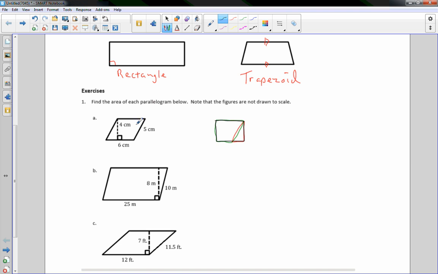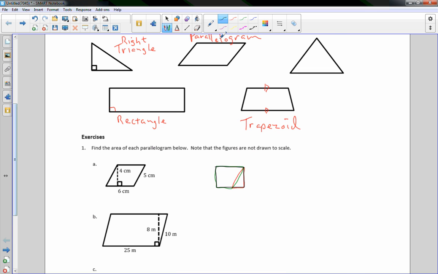So the area of a parallelogram is the same formula as the area of a rectangle. In order to do these, now that I've shown you visually, we're going to assume that we now realize that this is a parallelogram, and the area of a parallelogram equals base times height.